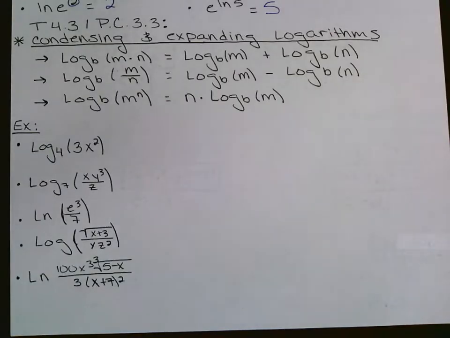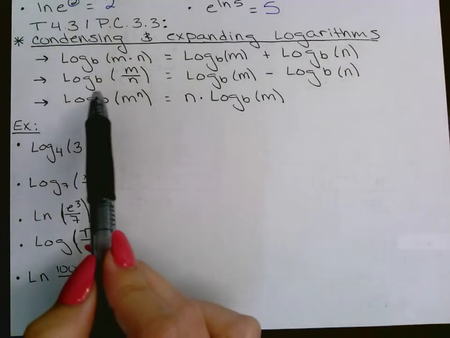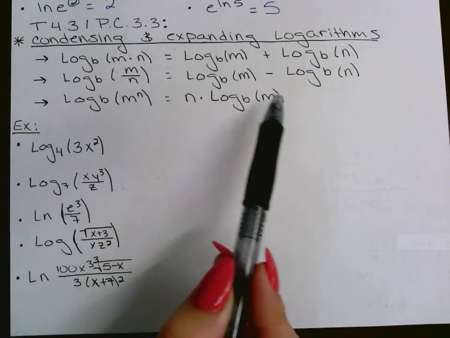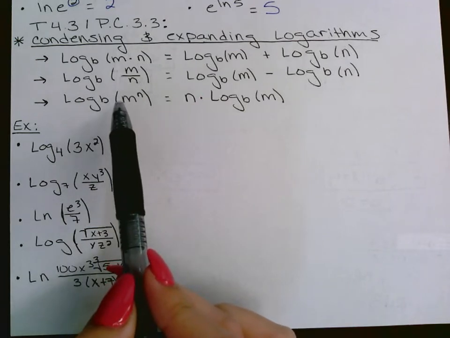All right. This now comes from the next section. So in trig, it's 4.3, and in pre-calc, it is 3.3. It is expanding and condensing logarithms. These three rules work identically for log as they do for natural log. Again, remember, natural log is just a specific logarithm. So if you read this chart from left to right, it is expanding. If you read it from right to left, it is condensing.